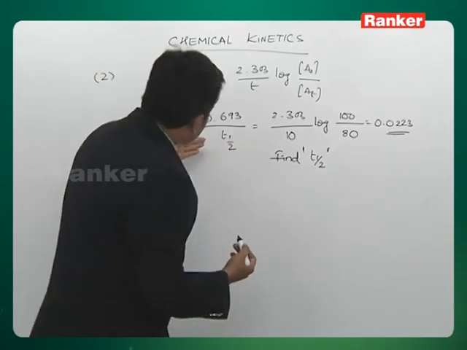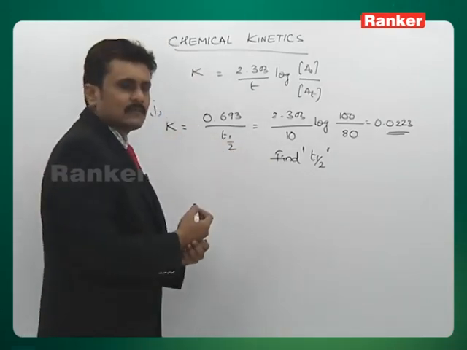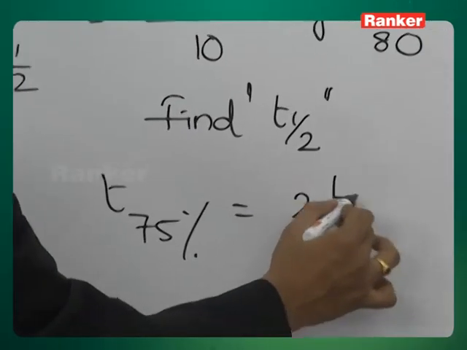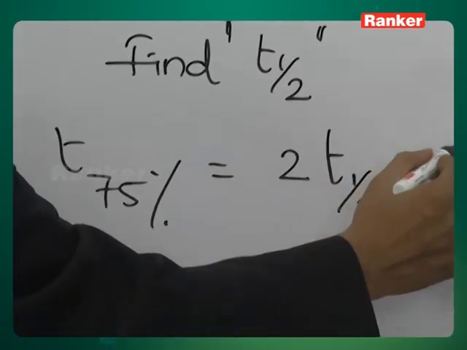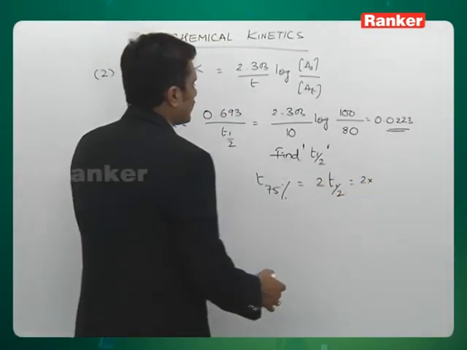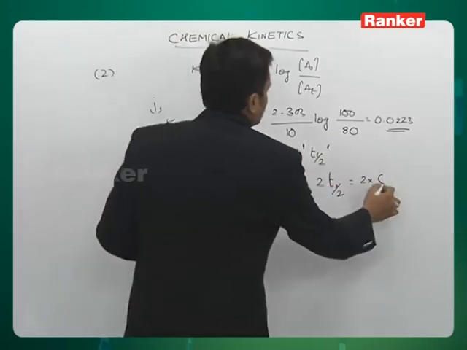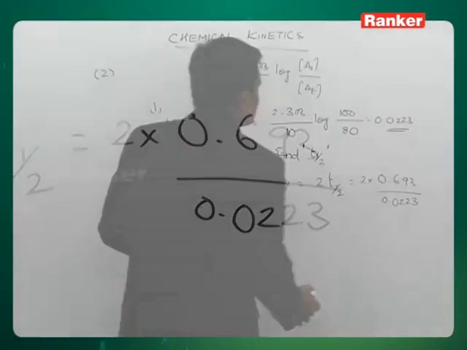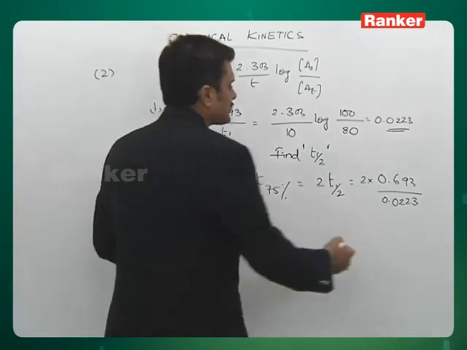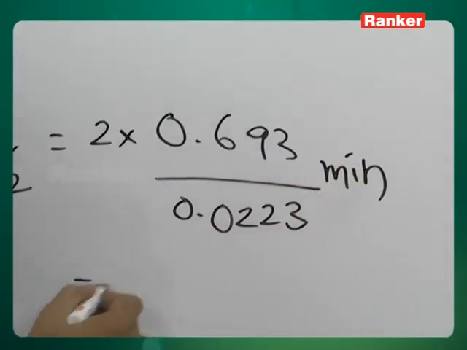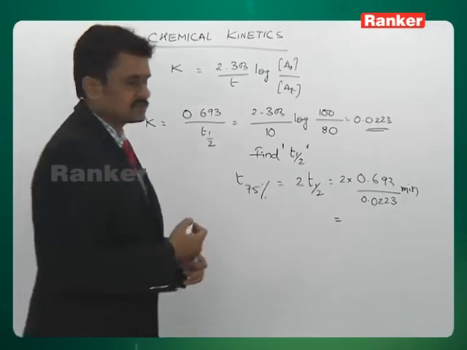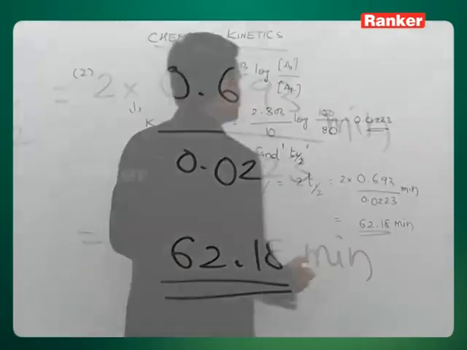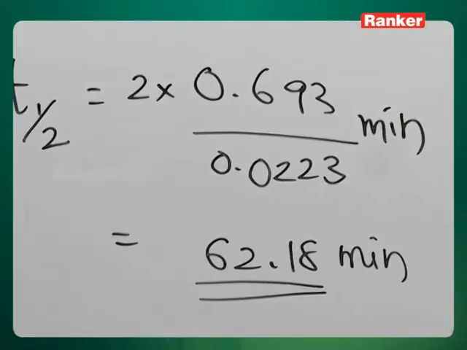Then after finding out K or T half from this relationship, we know that for a first order reaction, the time required for the 75% completion is 2 times T half. So when I substitute my T half value using this expression, you have got T half as 0.693 divided by 0.0223. This many minutes is the time required for the completion of 75% of the reaction, which is 62.18 minutes. So you got both the answers. So the answer for this question is B.